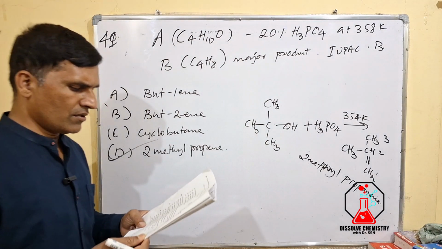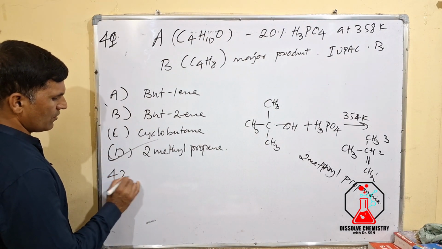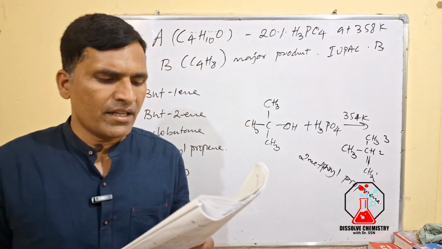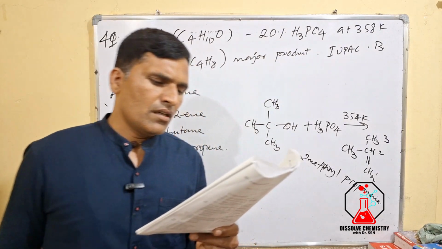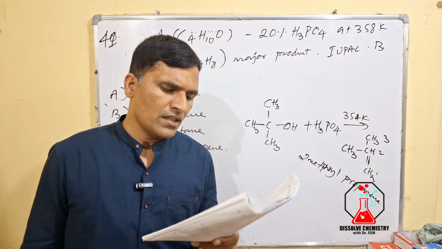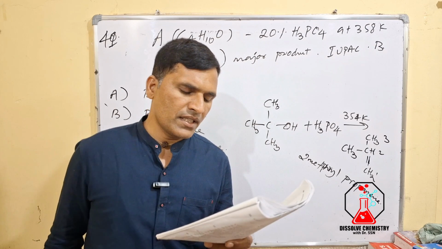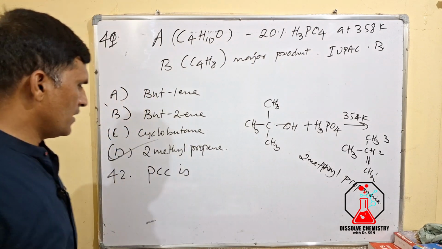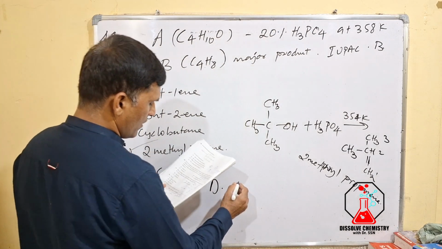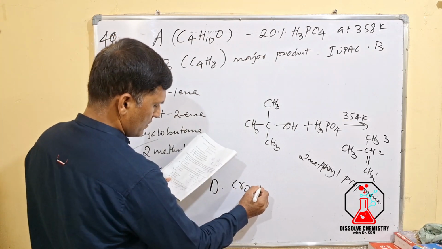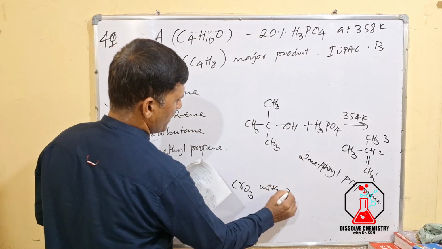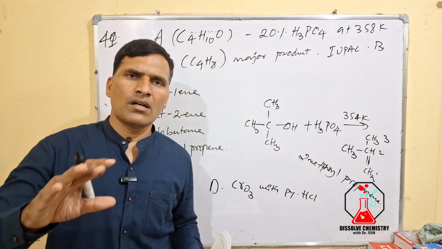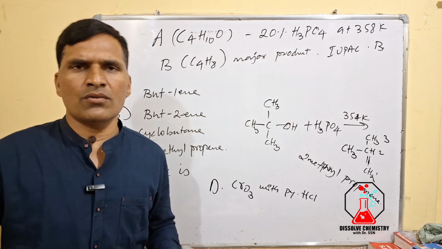Let us move on to the next question, the 42nd question. Here we will write PCC. Option 1, potassium dichromate plus pyridine. B option, chromic acid plus chloroform. C option, chromic acid plus sulfuric acid. And D option is a complex of chromium trioxide with pyridine and HCl. Your right option is D. This reagent is used to bring about the controlled oxidation of alcohol to form the aldehyde.